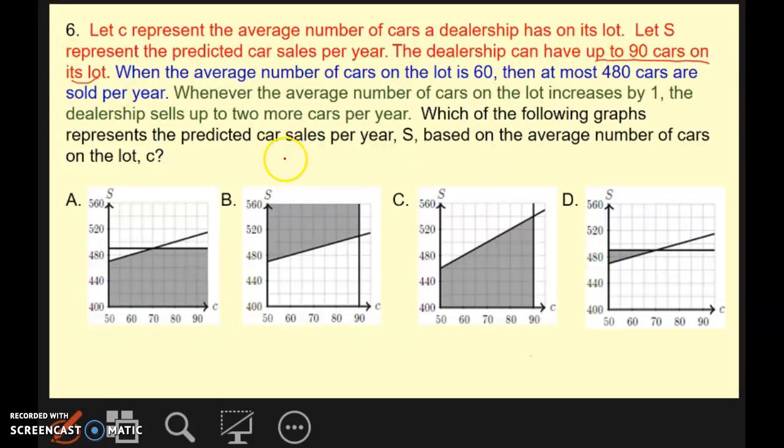I'm going to go ahead and write that as an inequality. Since C is the number of cars, C is less than or equal to 90.